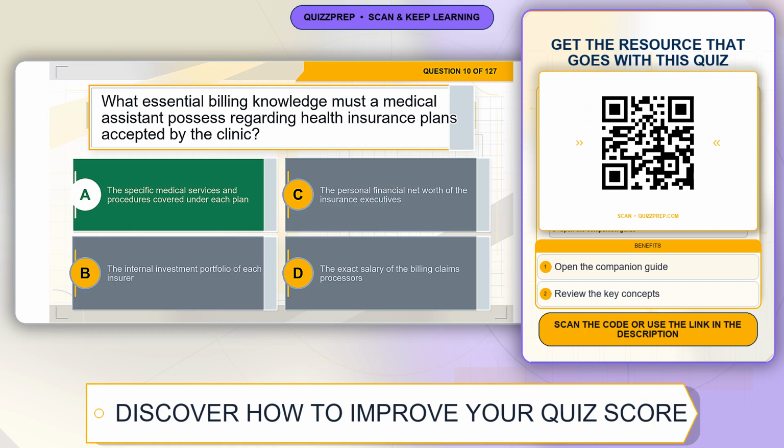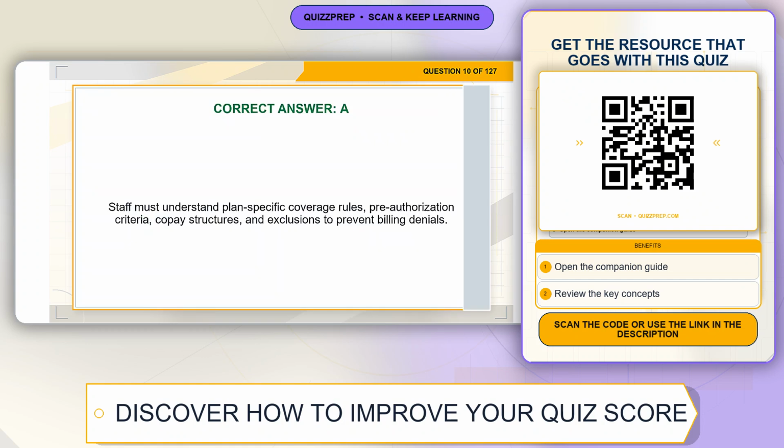The correct answer is option A, the specific medical services and procedures covered under each plan. Explanation. Staff must understand plan-specific coverage rules, pre-authorization criteria, copay structures, and exclusions to prevent billing denials.